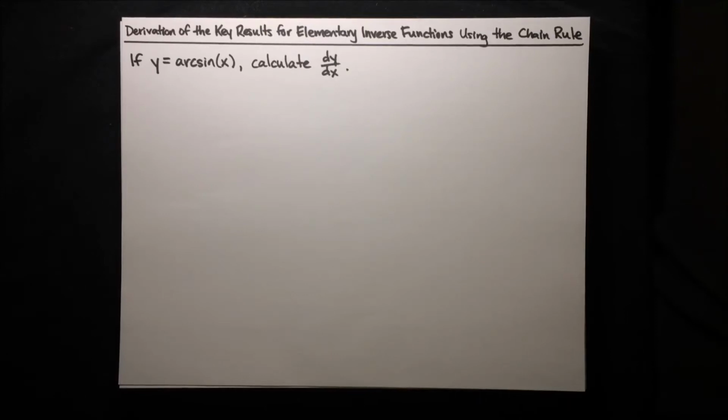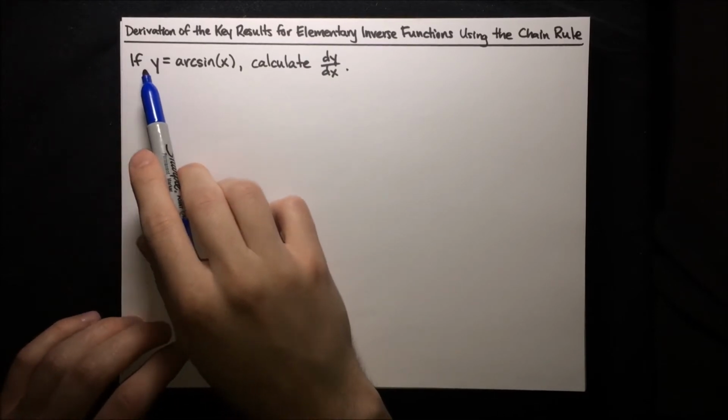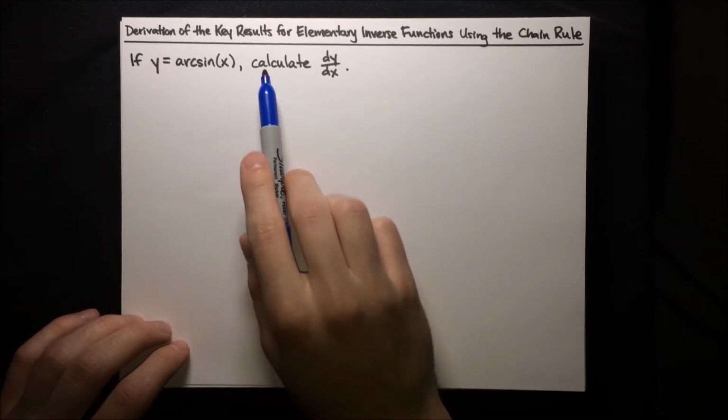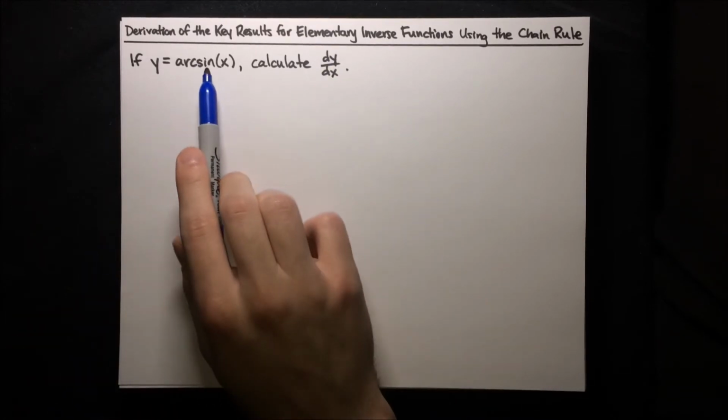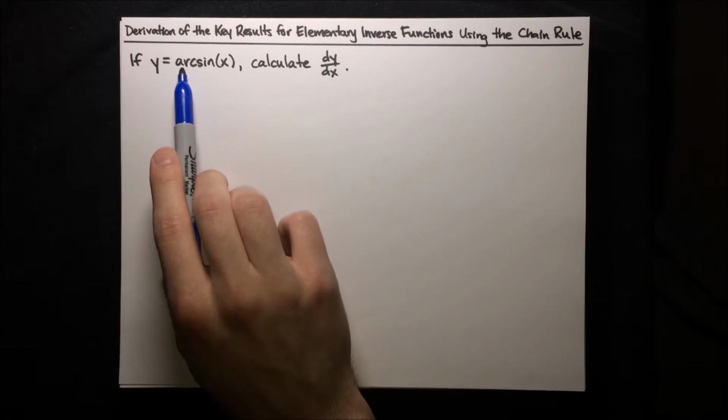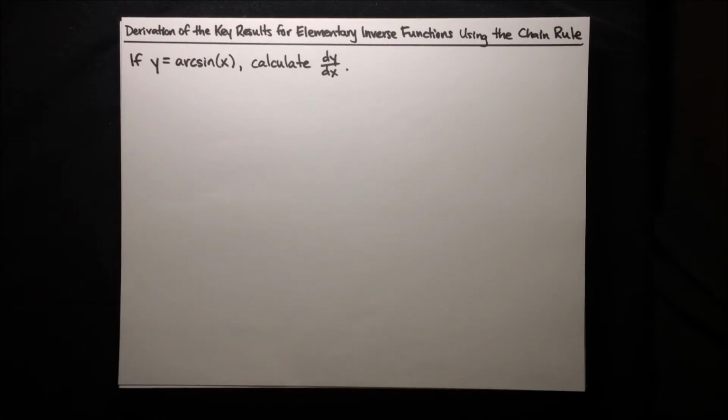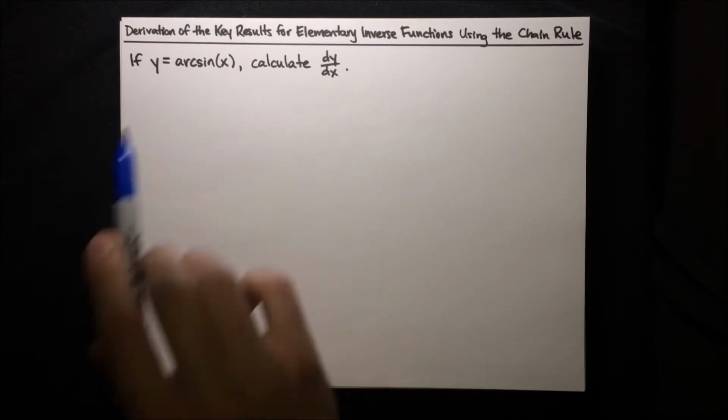In this video, I'm going to show you how to derive the key results for elementary inverse functions using the chain rule. So here we've got this example: if y equals arcsine x, calculate dy/dx. So we know how to differentiate sine, but not arcsine. That looks a bit challenging. And we'd rather not go back to the difference quotient because arcsine is a pretty tough function to work with.